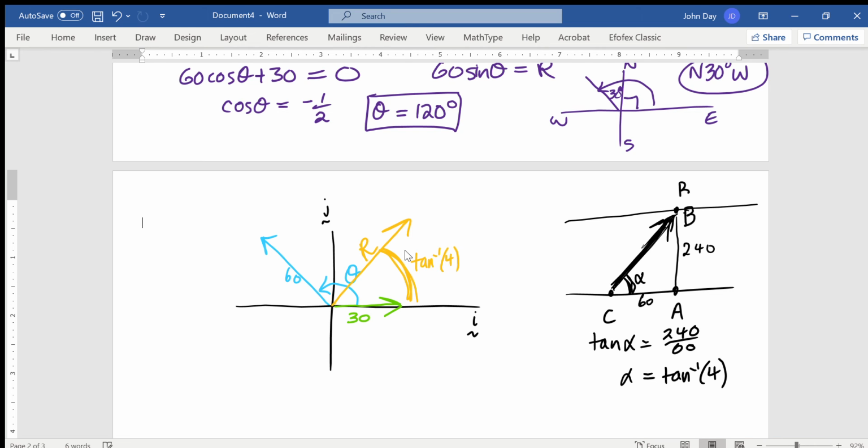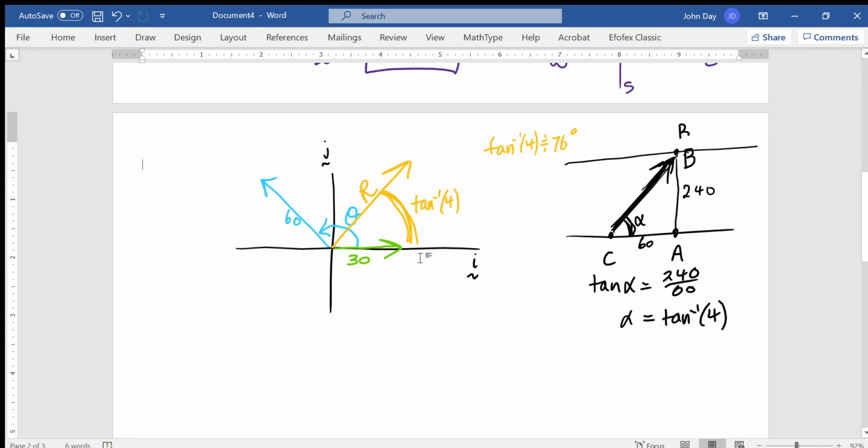Just to get a grip on how big that angle is, shift tan 4, it's about 75 degrees 57 minutes. So inverse tan 4 is about 76 degrees. So the resultant vector was about 76 degrees. Now we can do what we did last time.